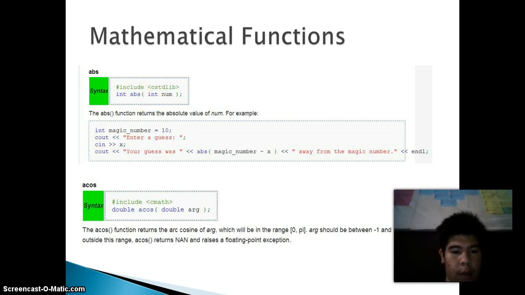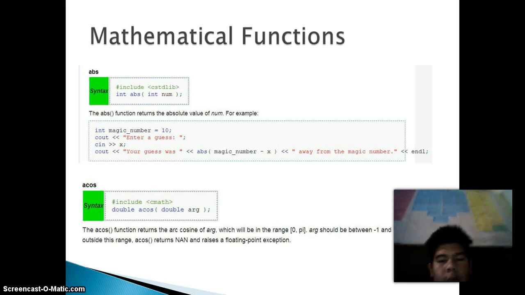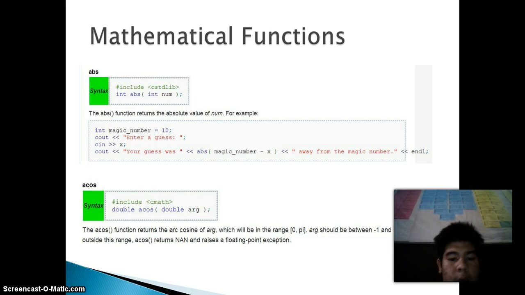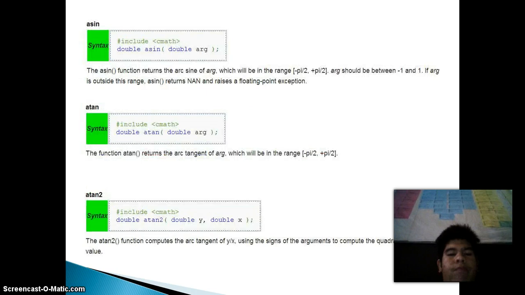The next is the arc cosine. It returns the arc cosine of ARG, which will be in the range 0 to pi. The argument should be between -1 and 1. If it is outside this range, it returns NaN and raises a floating point exception.